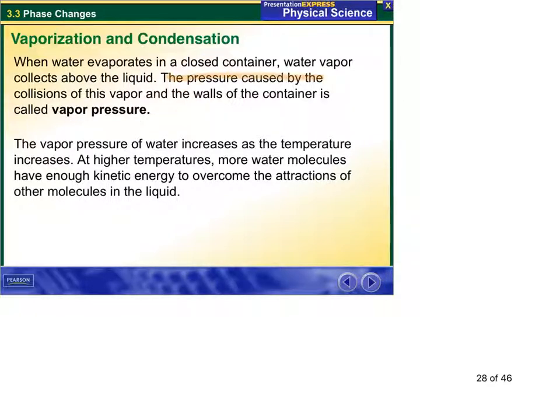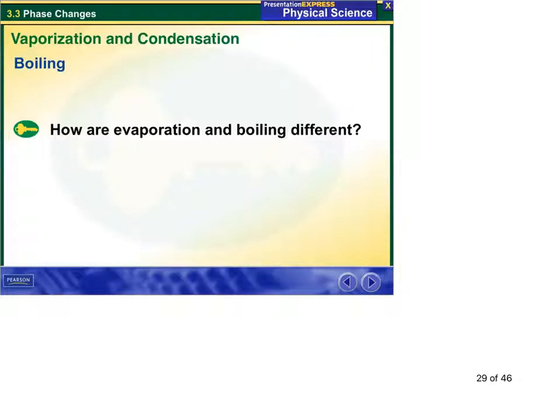That pressure caused by vapor formed when a liquid evaporates is called vapor pressure. As the temperature increases, the vapor pressure increases. Water molecules have enough kinetic energy to overcome the attractions between the molecules, and they move into their gaseous phase.